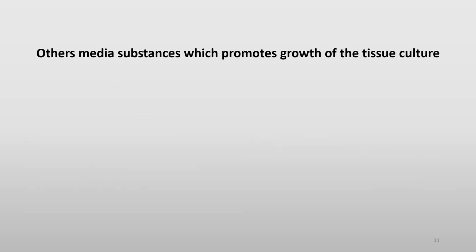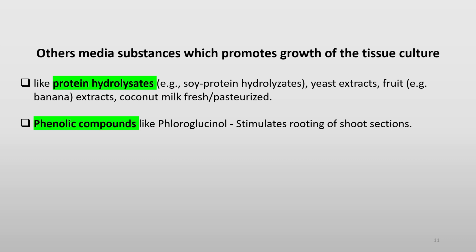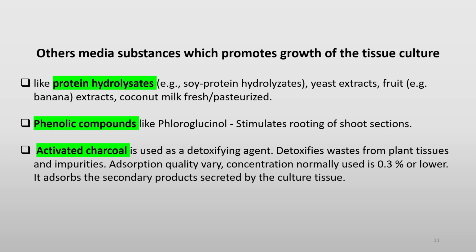Other media substances which promote growth of the tissue cultures, like protein hydrolysate, for example soya protein hydrolysate, yeast extract, fruit extracts, for example banana, and coconut milk, fresh or pasteurized, and phenolic compounds like phloroglucinol, which stimulates root and shoot formation.